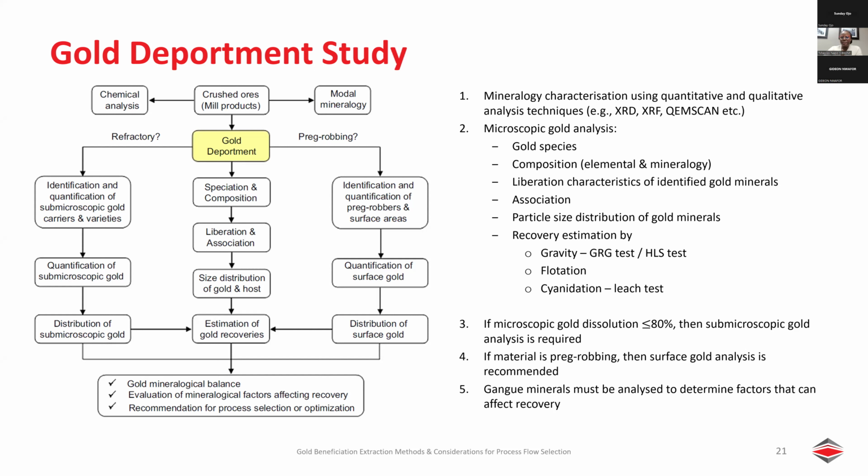So the recovery that is then determined, if it is above 90%, then it is indicative of a high-grade free milling ore. But if the recovery is less than or equal to 80%, then the ore is more complex and requires more test work that simulates oxidative pretreatment processes in order to improve your plant recovery.